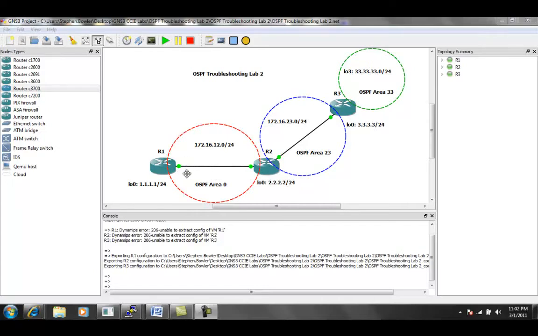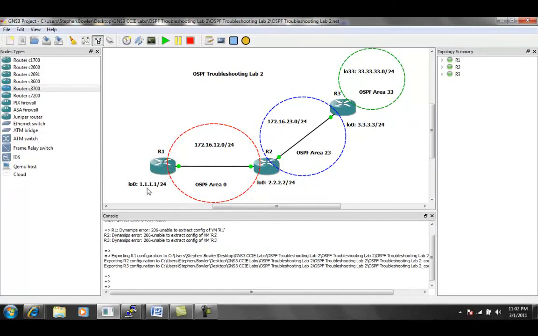So again, OSPF area 0 is running between R1 and R2. Between R2 and R3 we have OSPF area 23, and then on R3 we have OSPF area 33 being run on loopback 33.